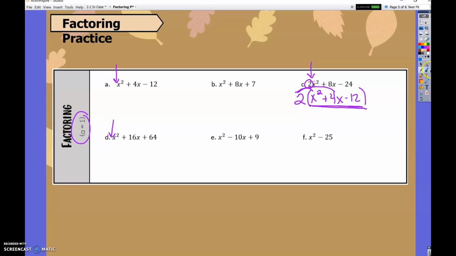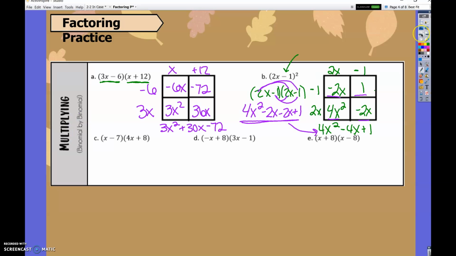So one of the ways you can do these is by guessing and checking. So if we just set up 2 parentheses, because remember from the last slide when we were multiplying, we noted that you would just multiply the first terms, the outside terms, the inside terms, and the last terms. We're trying to figure out if we had this answer, how do we get back here?